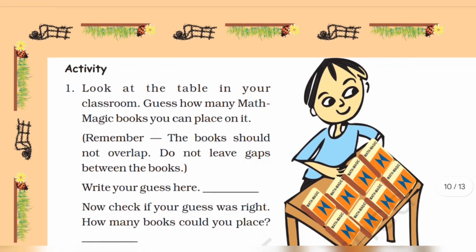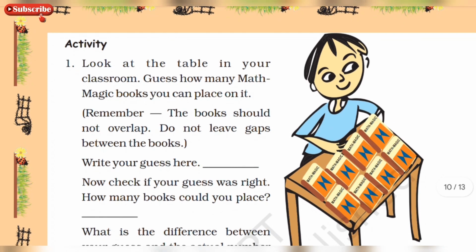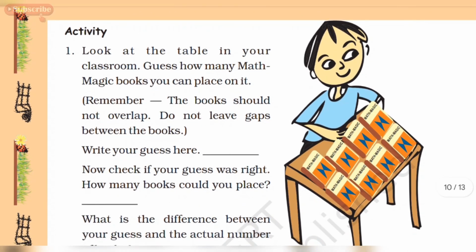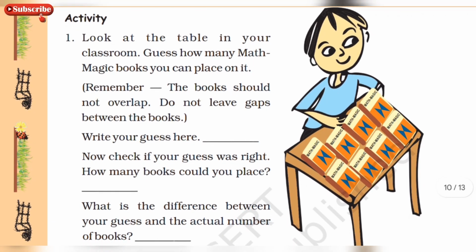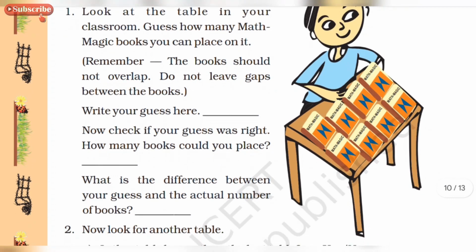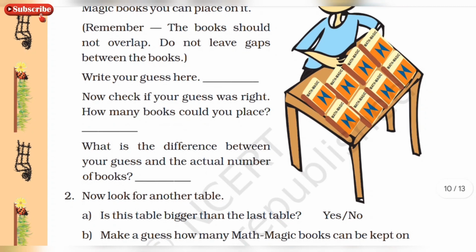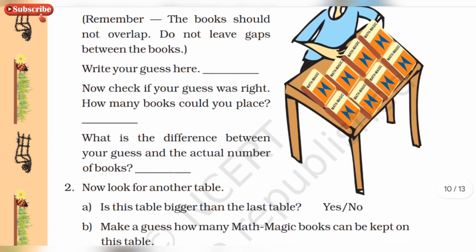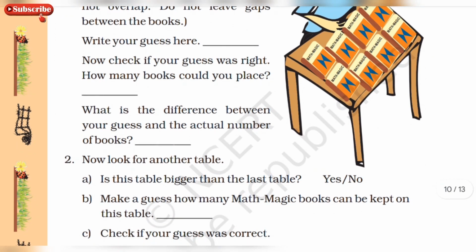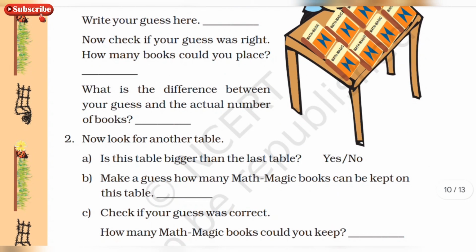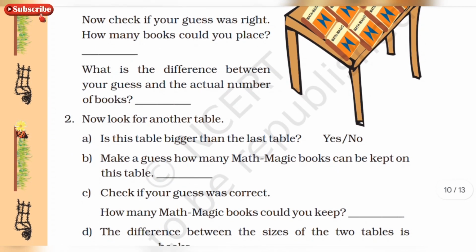Activity. Look at the table in your classroom. Guess how many math magic books you can place on it. Remember, the books should not overlap. Do not leave gaps between the books. Write your guess here. Now check if your guess was right. How many books could you place? What is the difference between your guess and the actual number of books?